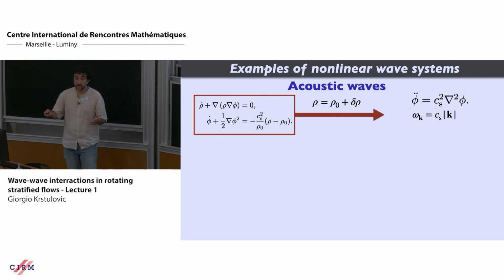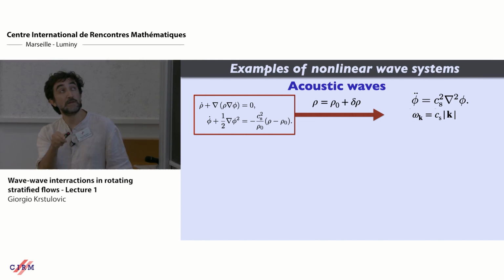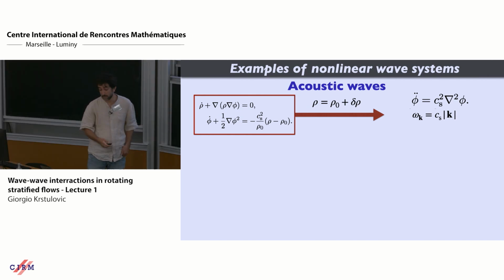Another, perhaps the most common wave system that you can imagine, is acoustic waves. There are many issues from the theory, but we can forget them for now and take the simplest case of acoustic waves. So you have basically the Bernoulli equation and a conservation of mass. This is really a first course on fluid mechanics. You take perturbations about a flat state, and you get the d'Alembert equation, so waves whose dispersion relation goes like k.